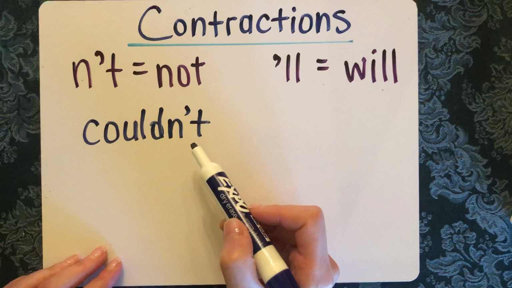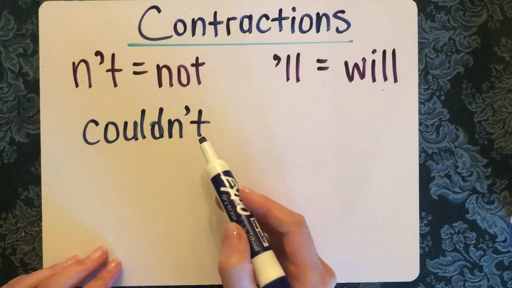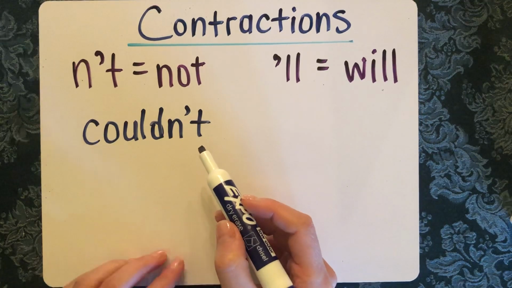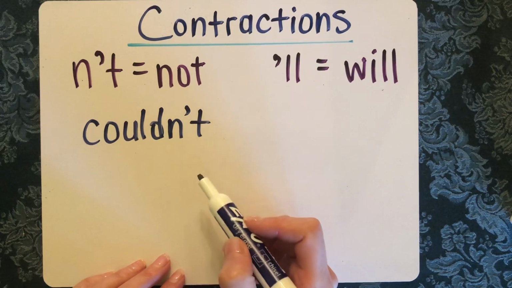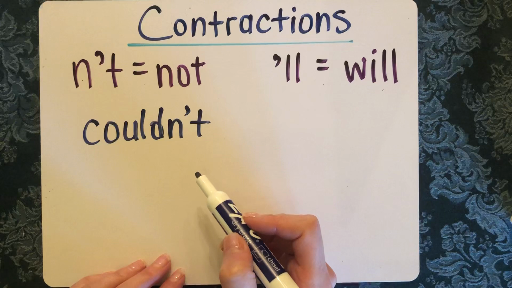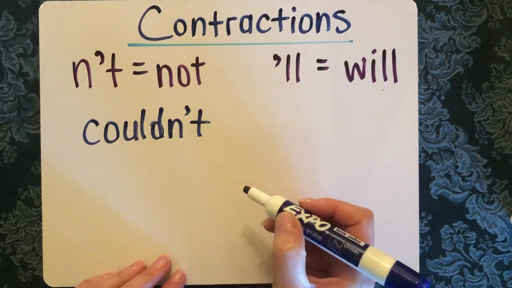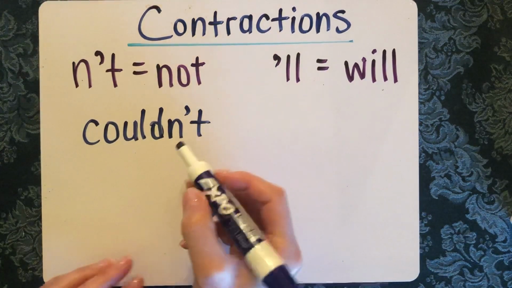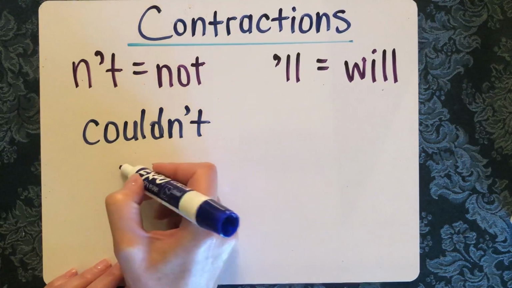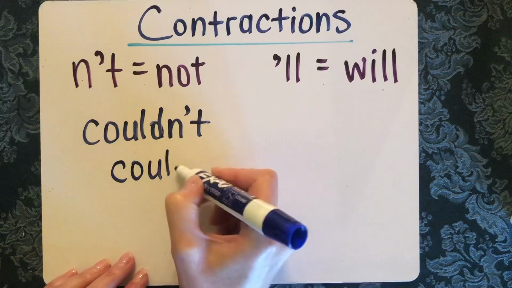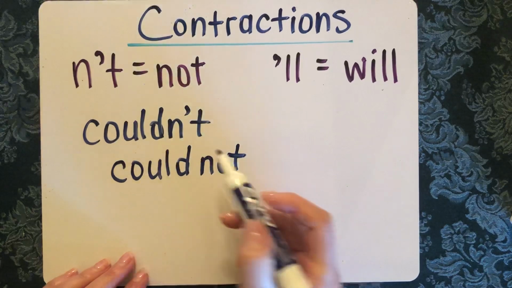So for example, when we're starting with the word couldn't, it means could not. The letters N apostrophe T will always mean not. We can usually find the first word if we just take the N apostrophe T off. The first word is could. So couldn't is the contraction, the abbreviation, for could not. Okay?